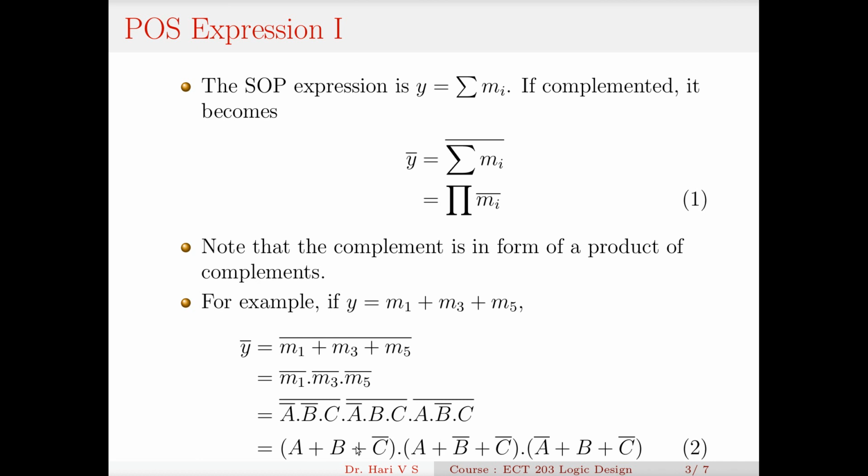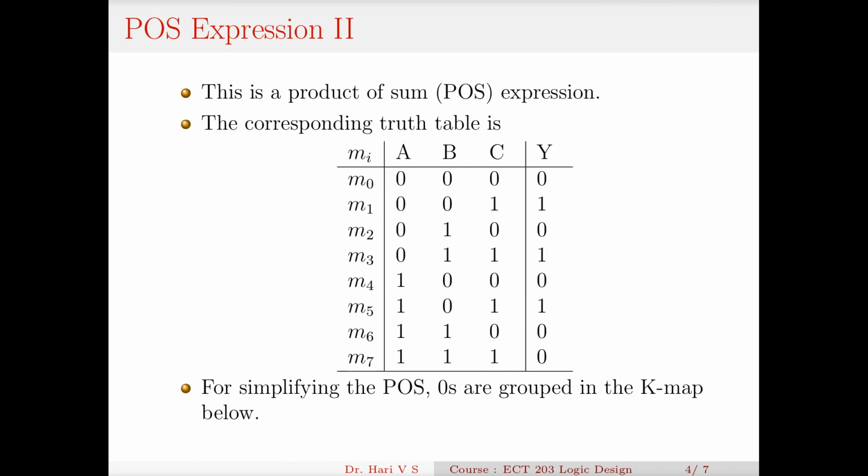Now we have three sums, which are ORed together, and these three sums are ANDed together. So this is of the form of a product of sum expression. So this comes as an OR array followed by a single AND gate. First they are ORed, then they are ANDed. In the sum of product expression, we first had the AND array, and in the end we had the OR array. Now it is just a complement of that. This is called a product of sum expression.